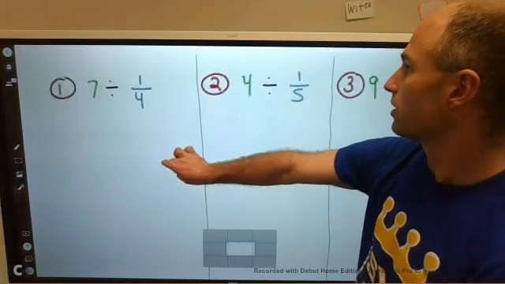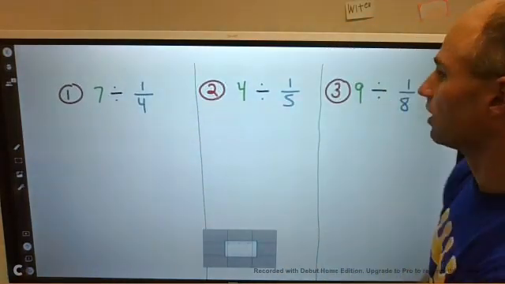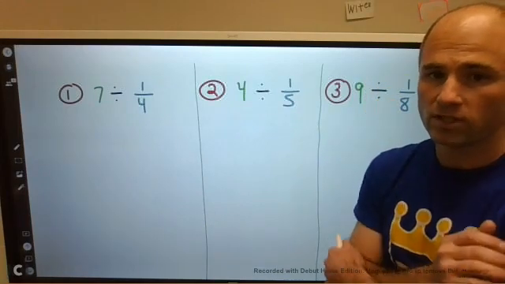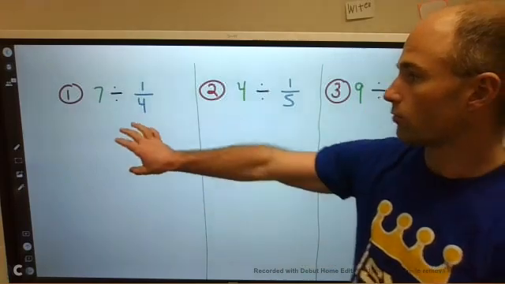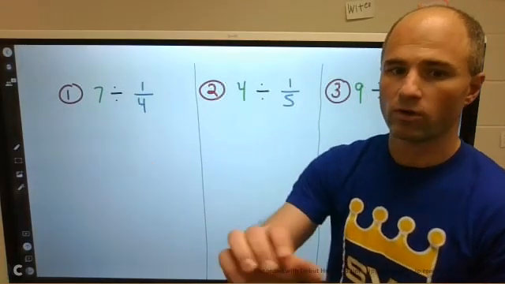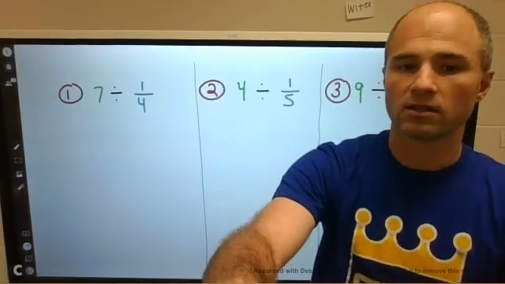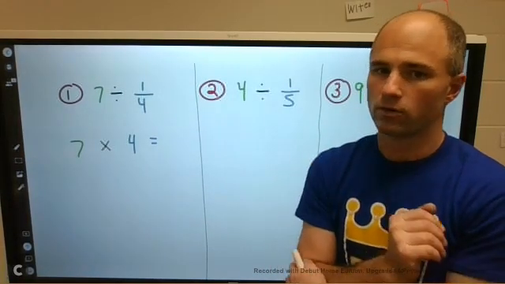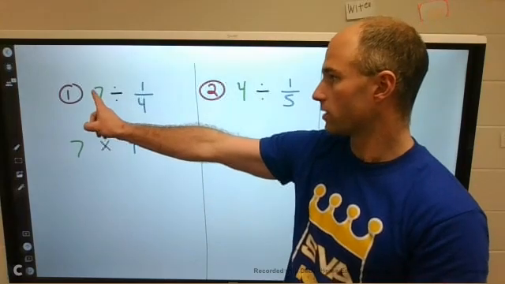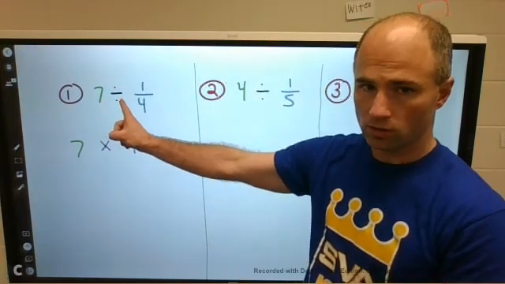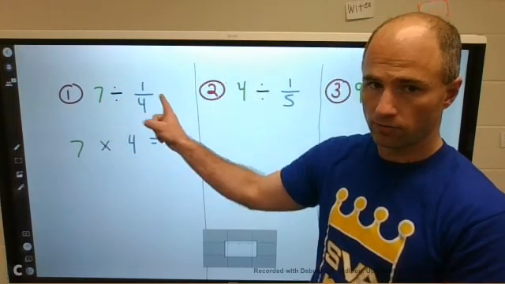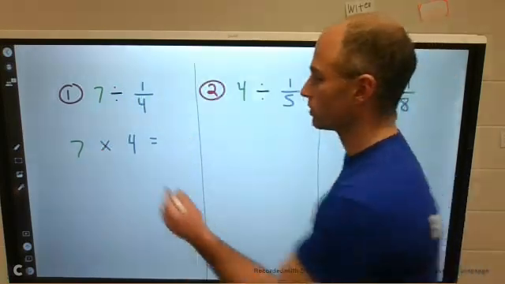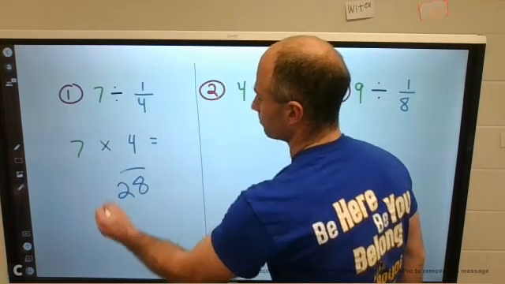So we are going to do a bunch of these same problems. So let's go ahead. I'm going to have you do number 1 right now. 7 divided by 1/4. Hit the pause button and begin. Welcome back. That shouldn't have taken you too long to do because all you're doing is keeping, switching, flipping. So when you do that, you get 7 times 4, which gives you the answer of 28.